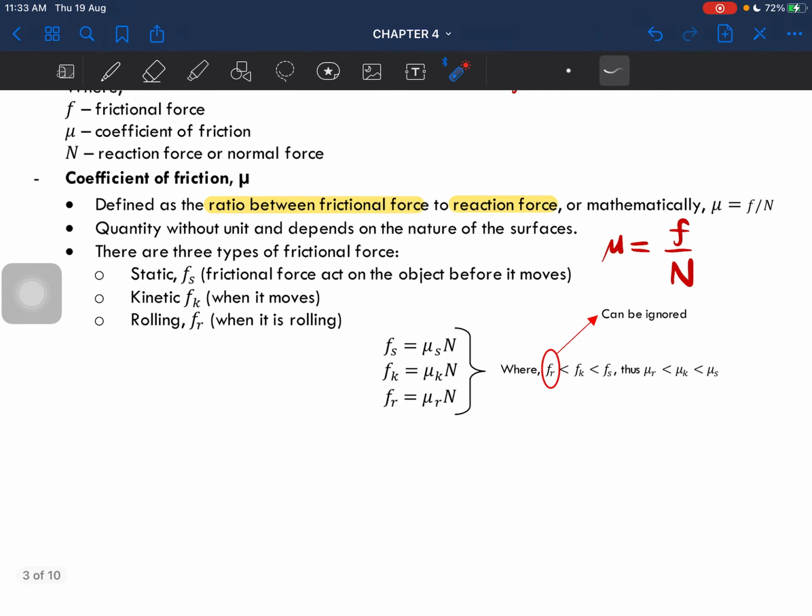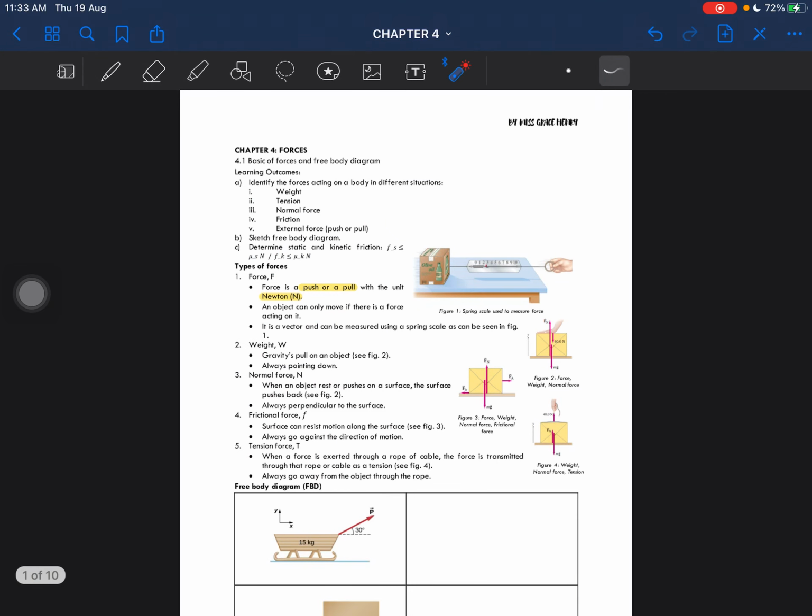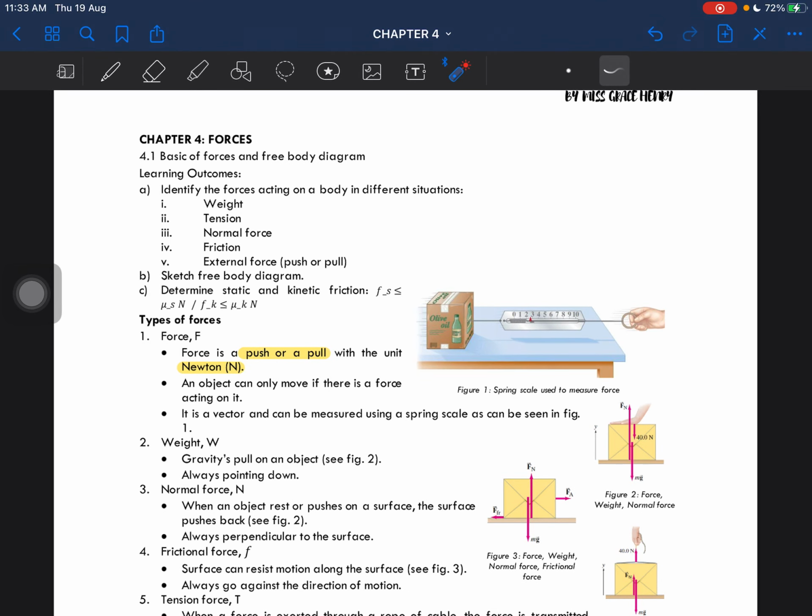And we have three types of frictional force, but we are only looking at the static and kinetic friction. Static friction is when the object is only on the surface, it's not moving yet, but it still has static friction. Static because it does not move. Kinetic is when it starts to move. So that is the theory in subtopic 4.1. We will go to the examples in the next video.